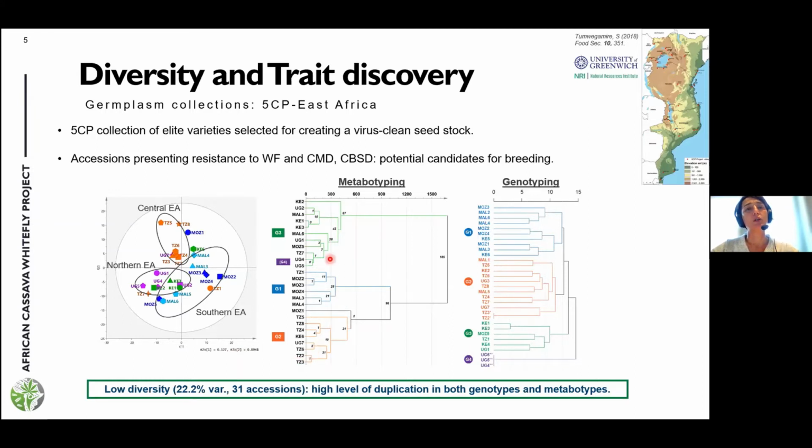We also noticed a lower diversity from the chemical point of view. A very small number of chemical features could differentiate the different clusters. We also noticed a high level of duplication in the collection, and that was validated with the genotyping analysis.